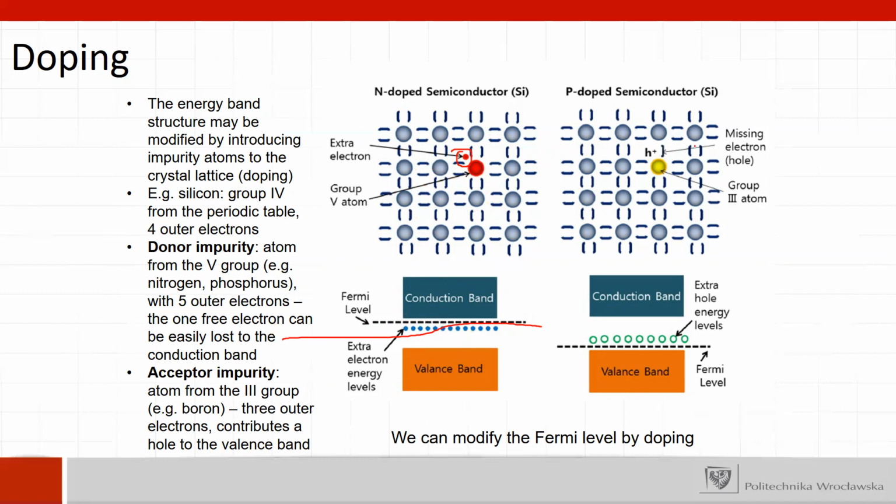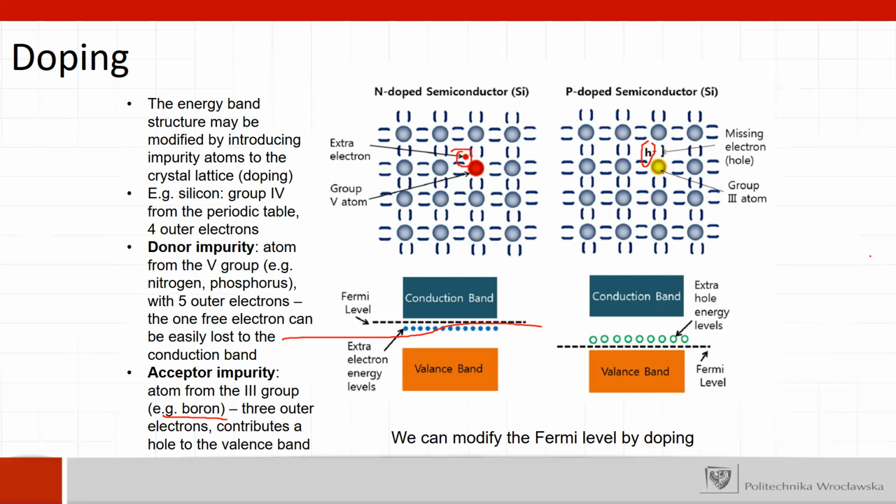If we replace one silicon atom with an acceptor impurity, for example, an atom from the third group like boron, it has three outer electrons. So we will have one electron missing. So we will contribute a hole here. That's why we move the Fermi level closer to the valence band.